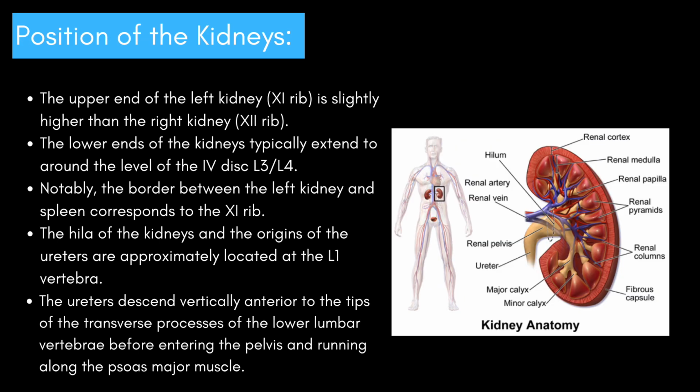The upper end of the left kidney, 11th rib, is slightly higher than the right kidney, 12th rib. The lower ends of the kidneys typically extend to around the level of the intervertebral disc L3 to L4. Notably, the border between the left kidney and spleen corresponds to the 11th rib. The hilum of the kidneys and the origins of the ureters are approximately located at the L1 vertebra. The ureters descend vertically anterior to the tips of the transverse processes of the lower lumbar vertebrae before entering the pelvis and running along the psoas major muscle.